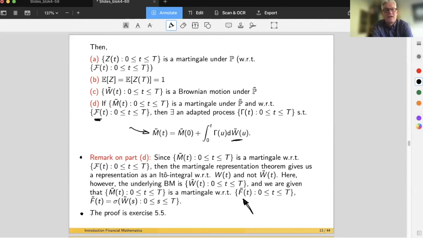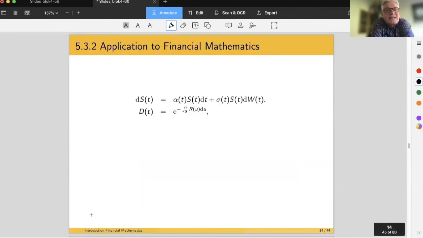sessions. Okay, let's see an application in financial mathematics of this. Again, we know that we had this stock price process, dS(t) is alpha(t) S(t) dt plus sigma(t) S(t) dW(t) under the measure P. And we had our discounting process, discounting capital D(t) is e to the power minus the integral from 0 to t of R(u) du.